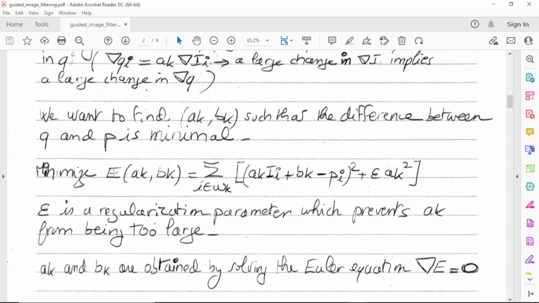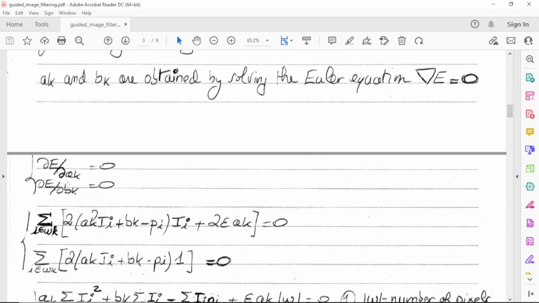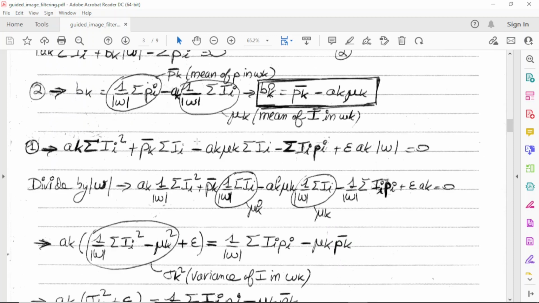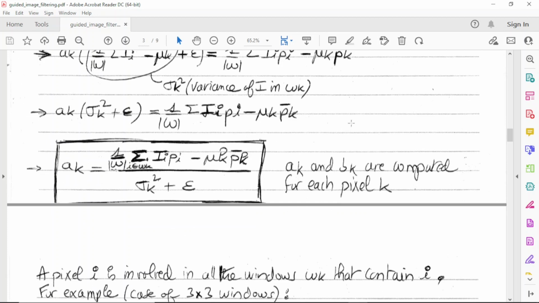So to minimize E, you can solve the Euler equation, which is the gradient of E equals 0. So the gradient of E is the derivative of E with respect to AK, and the derivative of E with respect to BK must both be equal to 0. That gives you the minimum. Once you have those two, you can easily find the value for AK and the value for BK. It's a bit math intense, but you get a formula for AK.